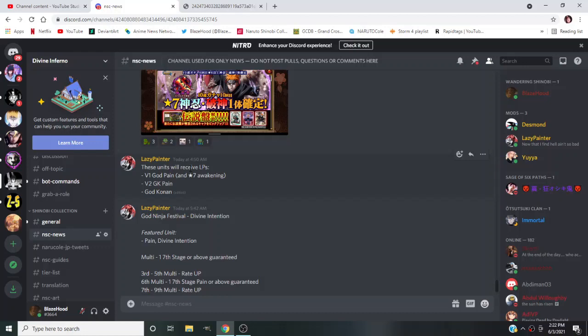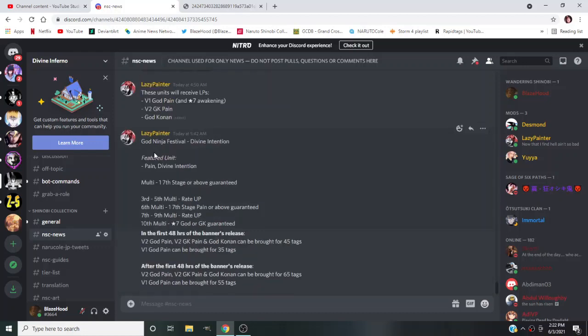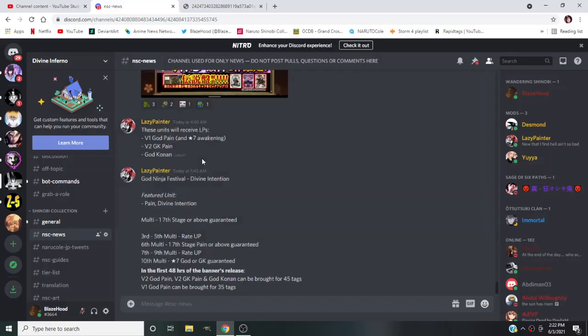They're just amazing. And then we summon on his banner: multi, 1-7 stage and above guaranteed; 3rd to 5th multi rate up; 6th multi, 1-7 stage, Pain or above guaranteed; 9th multi rate up; 10th multi, 7 star god or a god killer guaranteed. So 10th multi, you get a unit guaranteed.